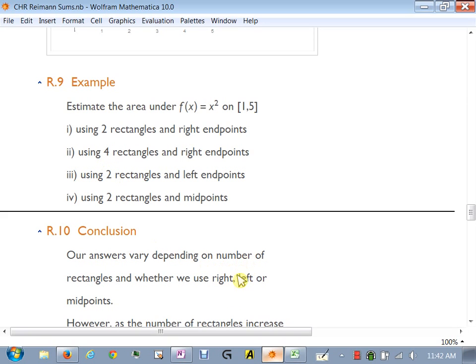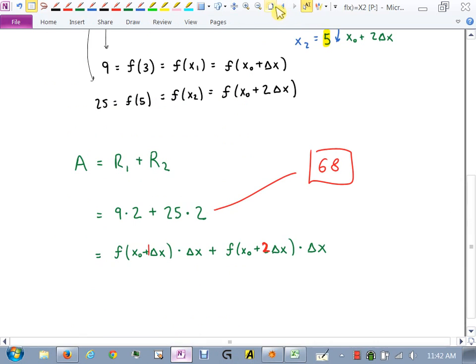So let's try this one without me putting the graph up there for you. 4 rectangles. We're going to go from 1 to 5. Here it goes up like this, right? That's what x squared looks like. I'm going to do 4 rectangles here. So how wide should each one be?